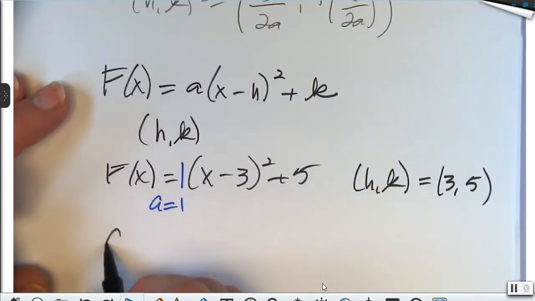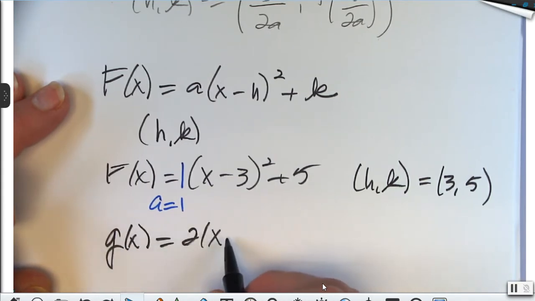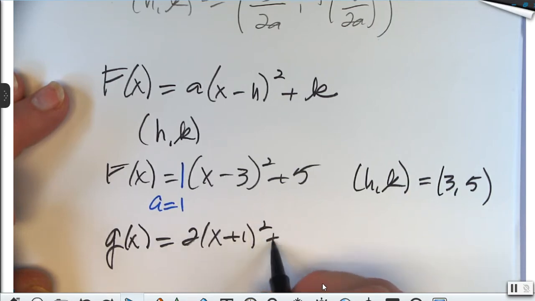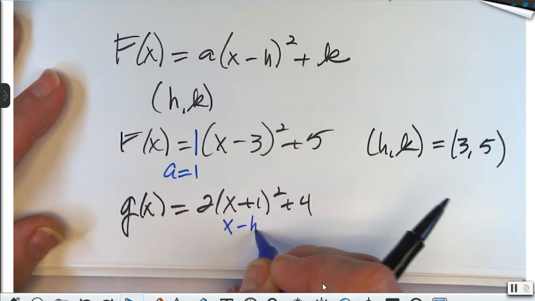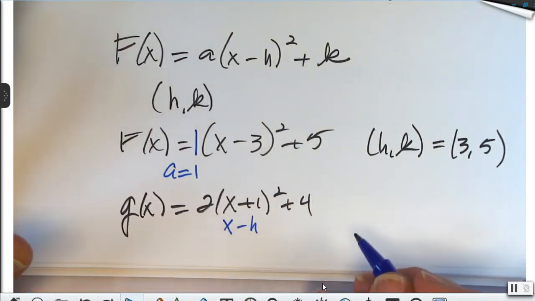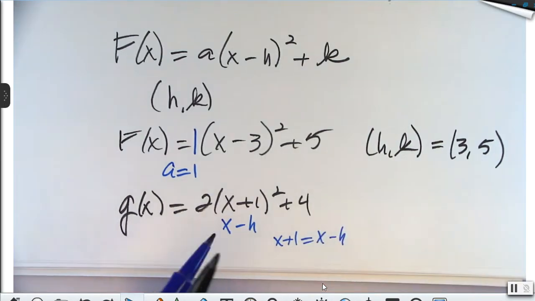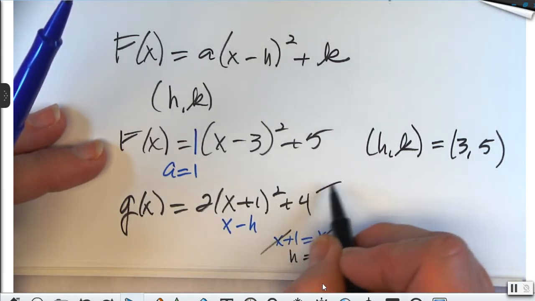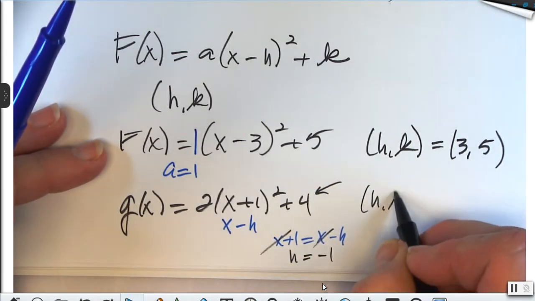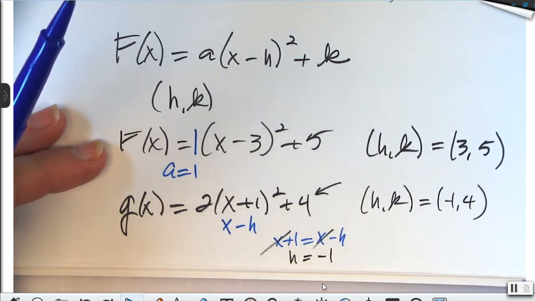Right? Likewise, if we had another function that looked like, say, 2 times x plus 1 squared plus 4. You have to remember that this is x minus h. So if you can't tell right away what h is, say, well, x plus 1 is equal to x minus h. The x's go. If you solve this for h, it would be negative 1. And your k, this is k right here. So in this case, my vertex is going to be at negative 1, comma 4.